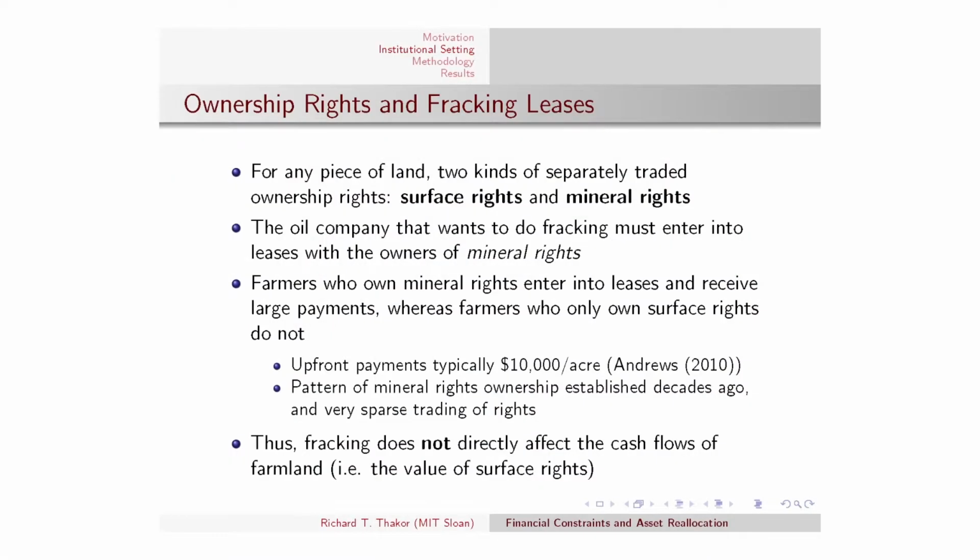So very typically, this will represent a payment of hundreds of thousands of dollars to a typical farmer. Moreover, this pattern of ownership was established decades ago, and there's very sparse trading of these mineral rights. So this can be taken as exogenous to an individual farmer. For this reason also, fracking does not directly affect the cash flows of the farmland, or in other words, the value of the surface rights, because of this split between the surface and the mineral rights.